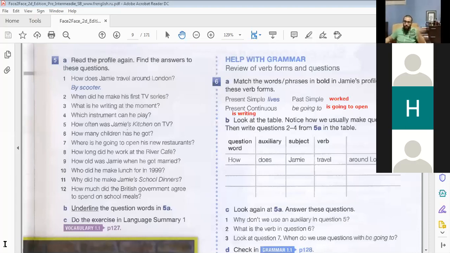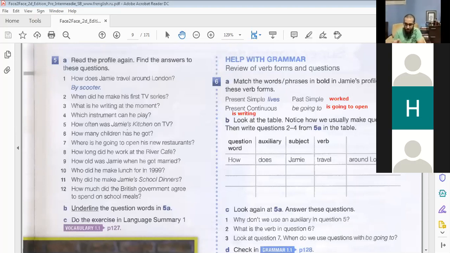You use it to make a decision at the moment of speaking. And you can also use it for predictions. You can say, "I think it'll probably rain tomorrow. It'll be a cloudy day tomorrow." So will is useful in this way. But going to is going to open. This is like a plan.